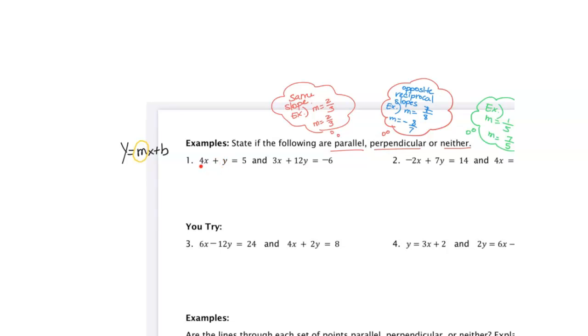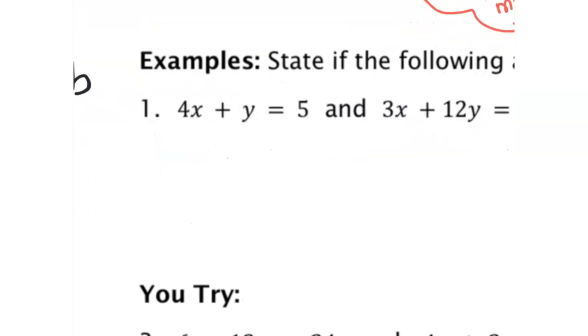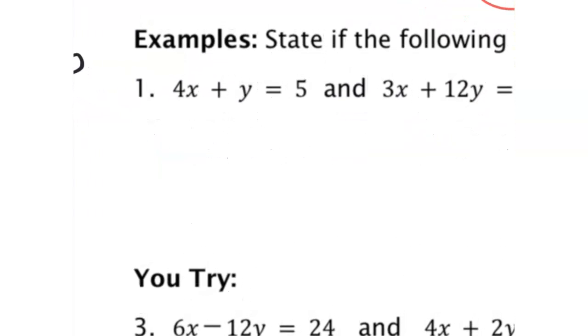So that says that this 4, even though it's being multiplied by the x, is not your slope. So first, let's solve it for slope-intercept form so that we can identify the slope. So 4x plus y equals 5 is our first equation.